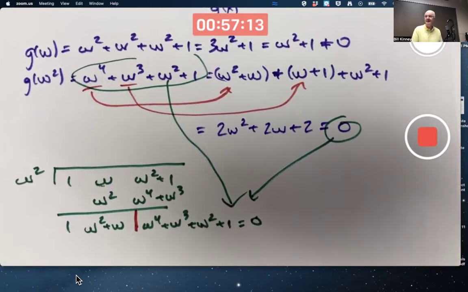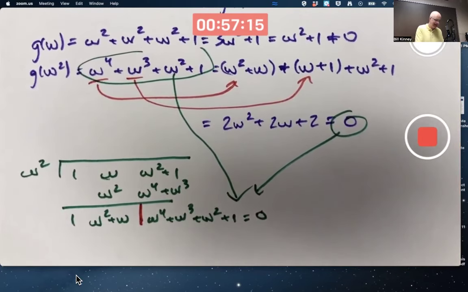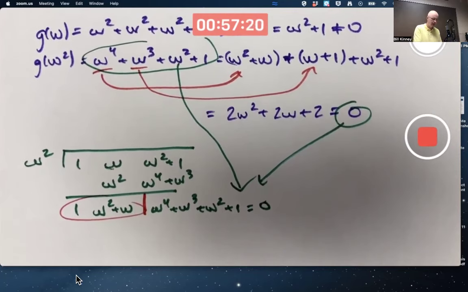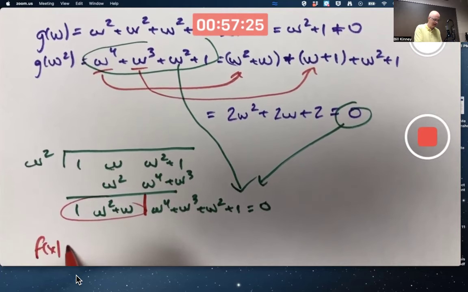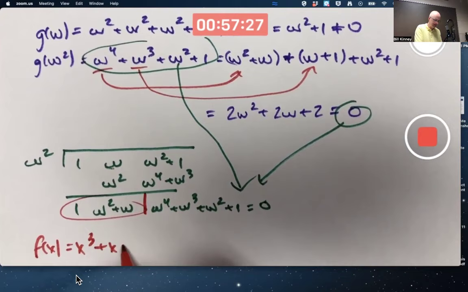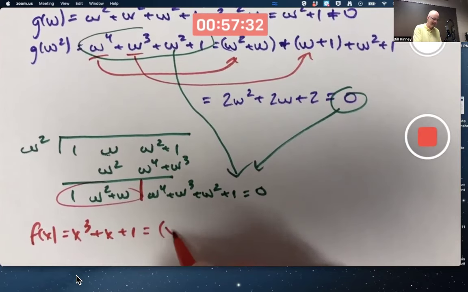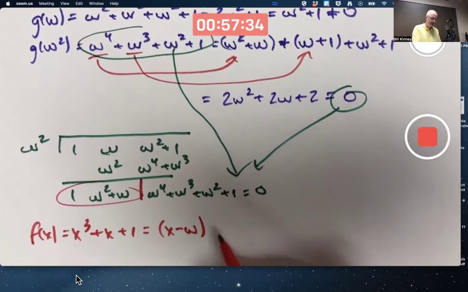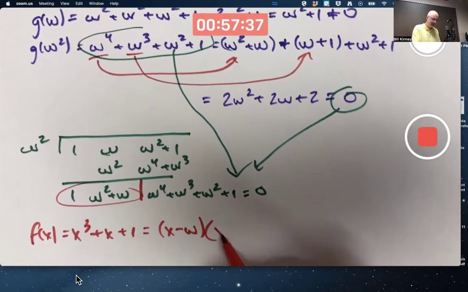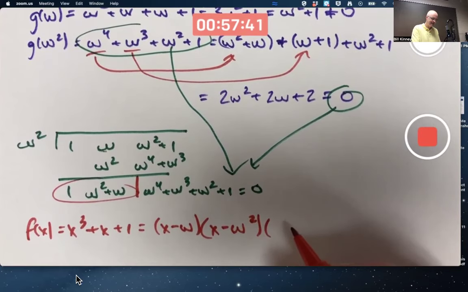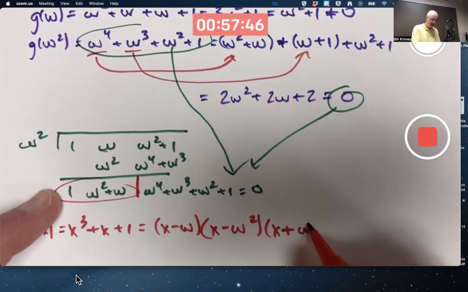But a benefit of doing the synthetic division is that I now see another factor of the original polynomial, the coefficients right there. This ultimately means f of x, which was x cubed plus x plus 1, can be factored as x minus omega, omega is a root, times x minus omega squared, another root, times x plus, look at the coefficients here, omega squared plus omega.